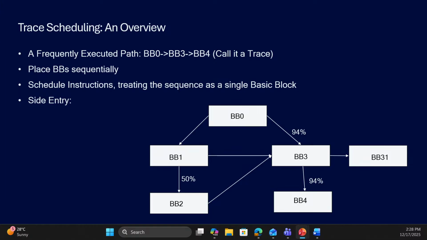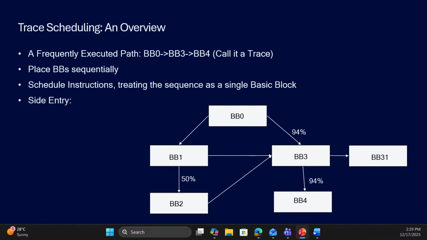Side entry. What is a side entry in a trace? BB0, BB3, BB4 is a trace, right? Here we call BB3 a side entry. Can you guess why we call it a side entry? This is the beginning of the trace and this is the end of the trace. Side entry means control can flow in between the trace. This is different from a basic block, where control cannot flow in between. So this is a side entry.